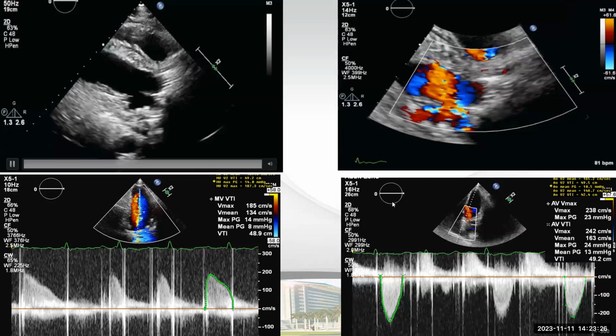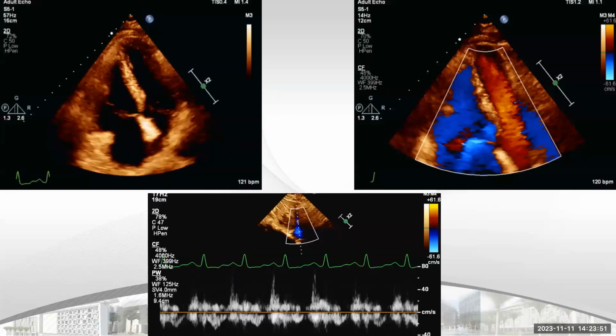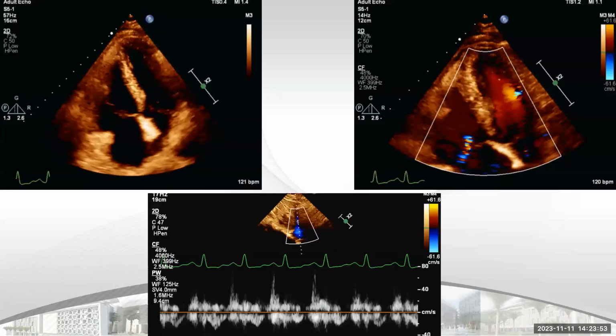So this is a normally functioning mitral valve replacement, mechanical, and TAVI. In TAVI, you have to pick bioprosthetic aortic valve in the coding system. So in case of TAVI, just click on bioprosthetic aortic valve. If you have a mitral clip, this is considered repair. If you have a tricuspid clip, consider it repair as well, because both of them are percutaneous repair. Next case.